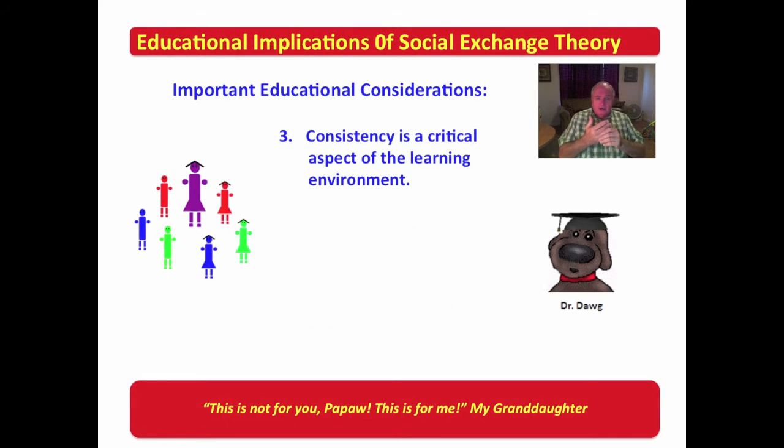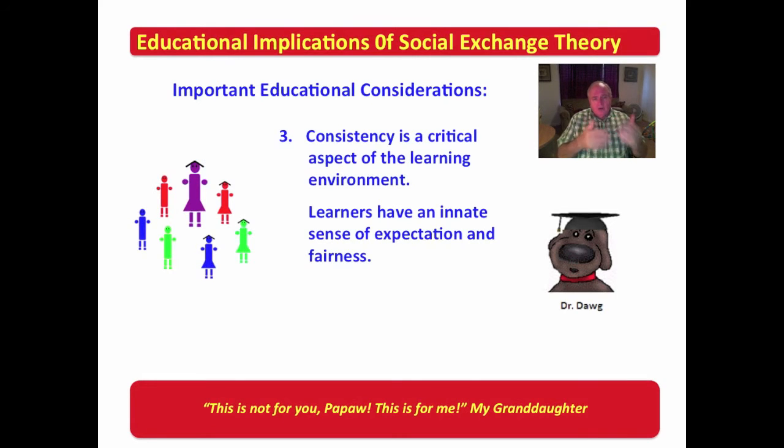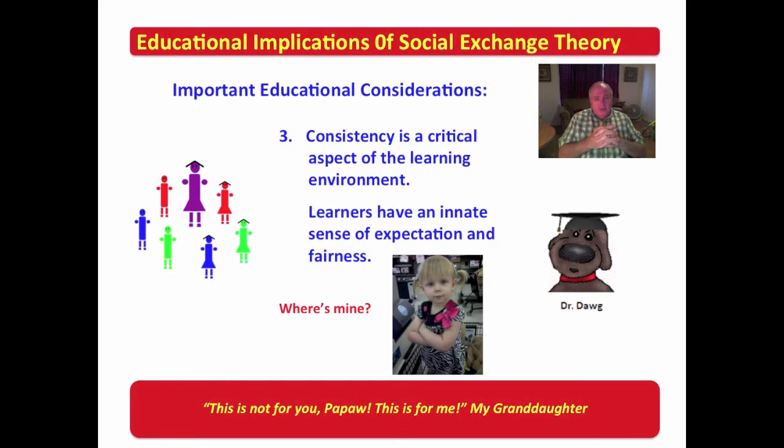Consistency is a critical aspect of the learning environment. You will recall from earlier lectures that learners have an innate sense of expectation and fairness. In other words, the learner expects certain benefits from a specific action, and when those benefits are not delivered, then the learner perceives the situation to be unfair, and aggressive behavior may occur. We have a little picture here, where's mine? Take a couple of kids out shopping sometime and buy one kid something and not get it for the other one and see what goes on.